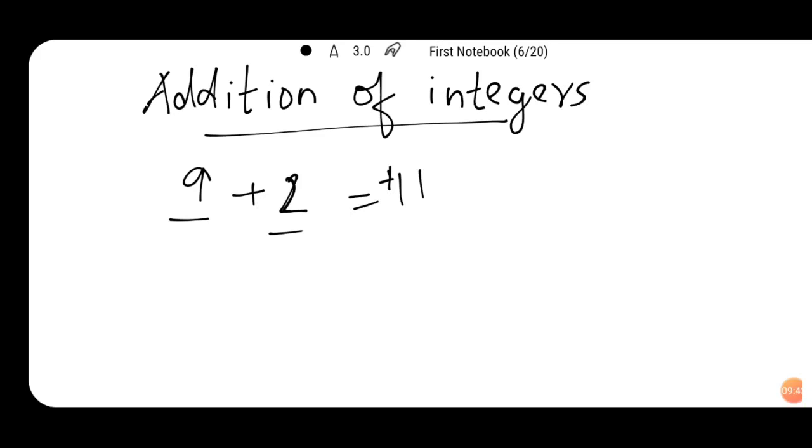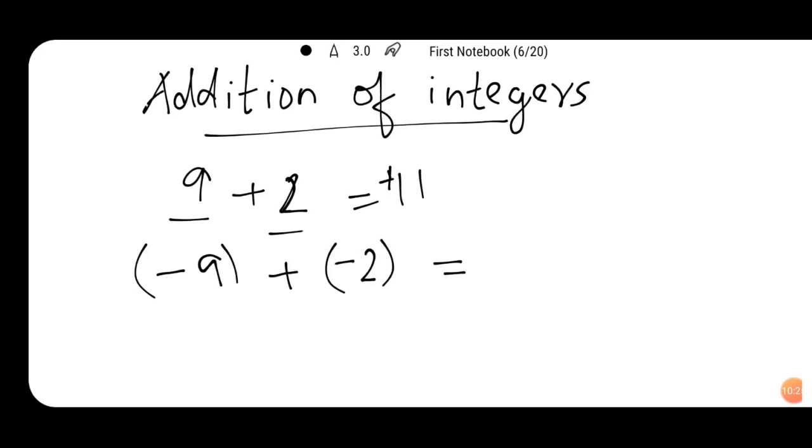Now just see, if both numbers are negative: negative 9 plus negative 2. If both of them are positive or both of them are negative, we will just add the digits and give the corresponding sign. That is the rule of addition of integers. Here 9 was positive, 2 was positive, so we added 9 plus 2, that is 11, and gave the sign, which is positive.